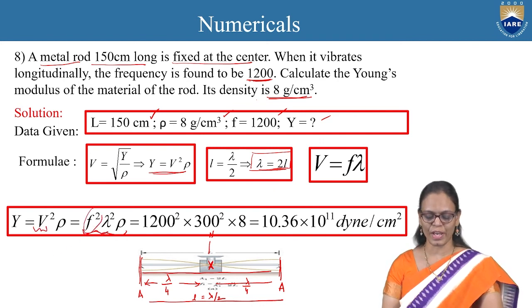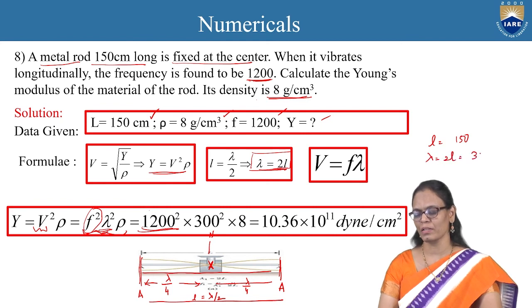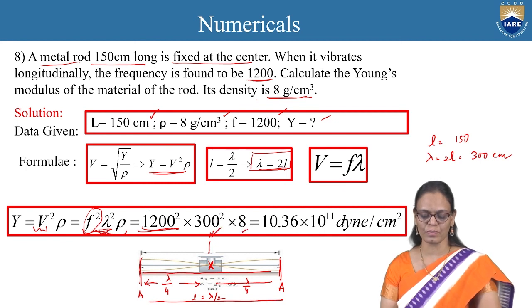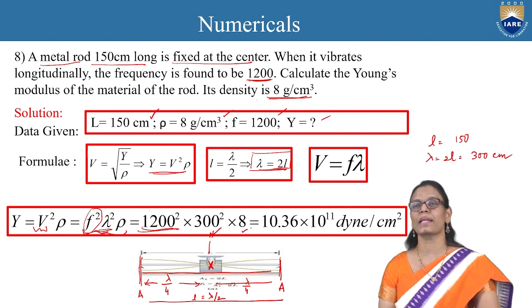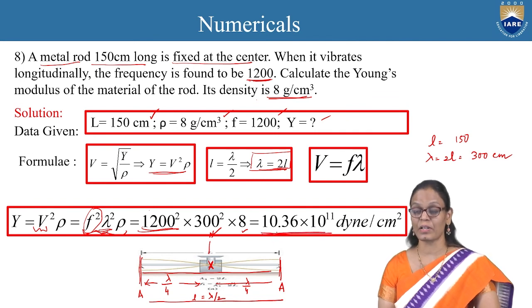So what is the value of F we have? 1200. So this is 1200 square. Lambda is given as 2L. L is equal to 150 and lambda is equal to 2L. So this will be 300 centimeter. So 300 square into density, rho is 8. When you multiply, you can get the answer using calci. 10.36 into 10 power 11 dyne per centimeter square.